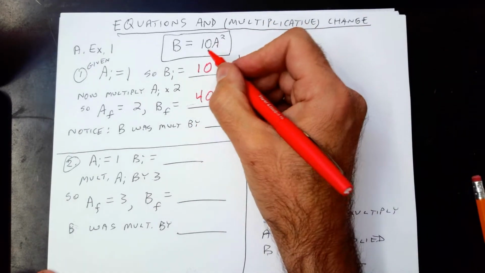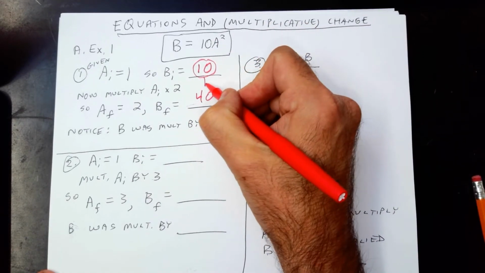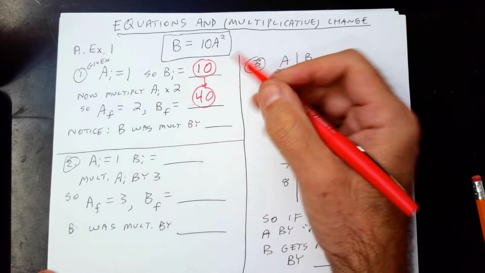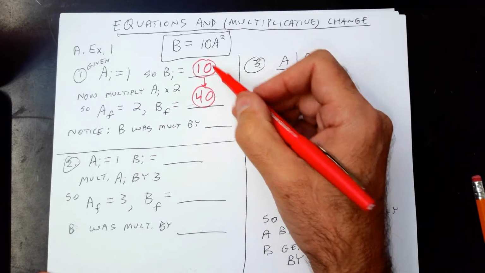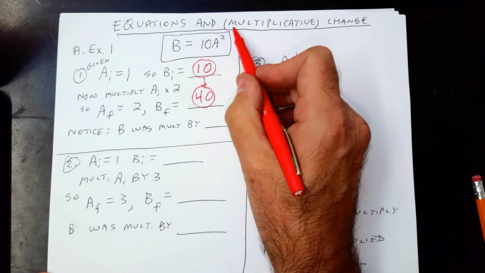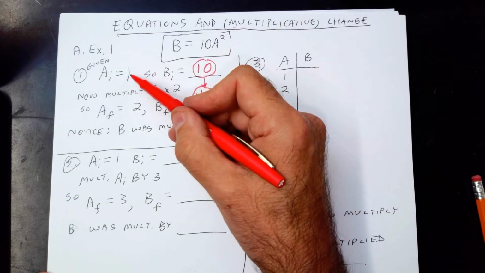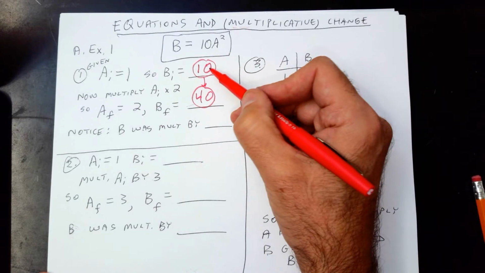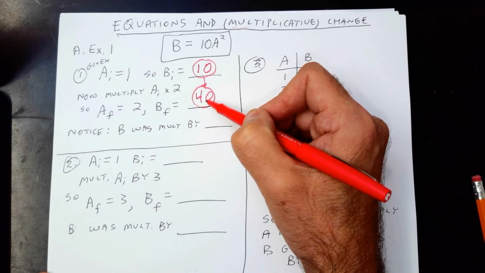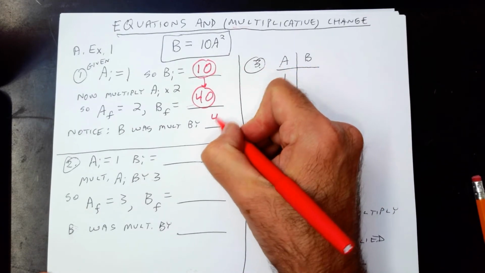Now look at what happened to b. As you would expect, it increased. But look, here's how we should look at this increase. Don't look at it as adding 30 because we're talking about multiplicative change. We multiplied a by 2. What did you multiply b by in order to go from 10 to 40? And of course, that's 4.